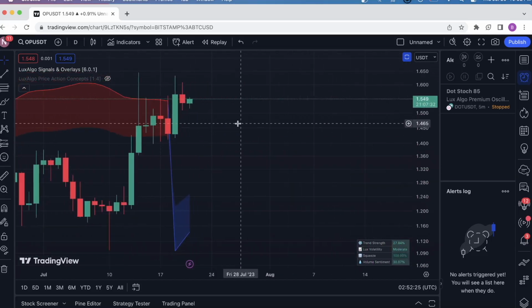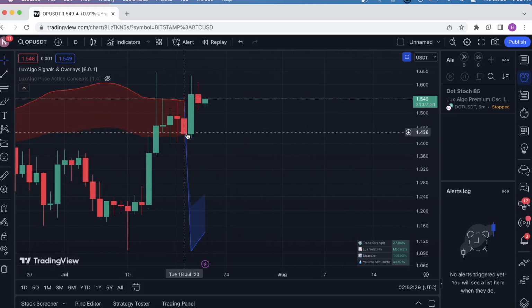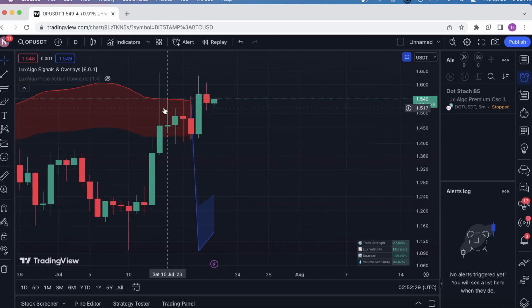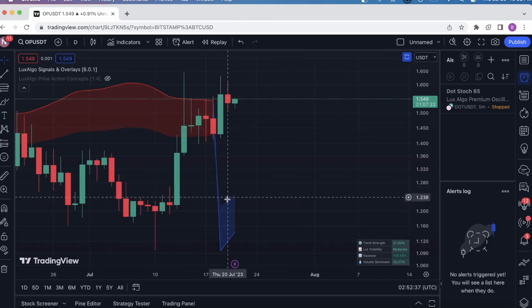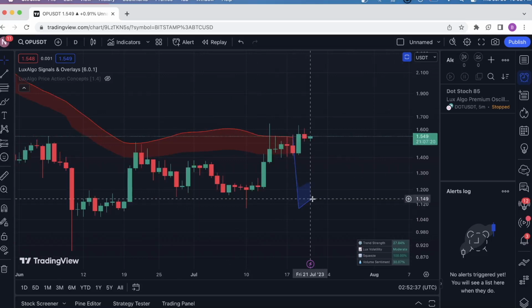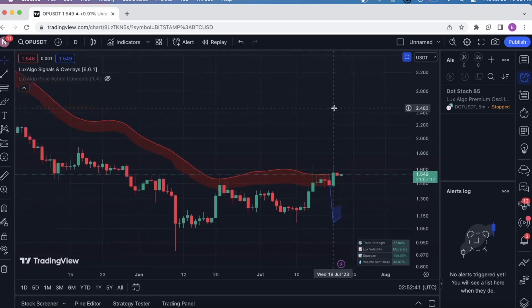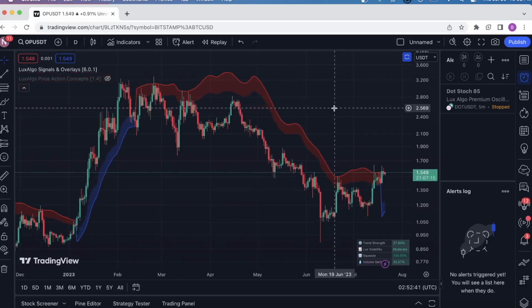But look what's happening right now, guys. We were getting rejected. We fought with this for almost a week straight, 5 days. And then we just had a bullish engulfing candle, and now this flipped from red to blue. And that's it. That's a very bullish sign. That's a very good positive sign.